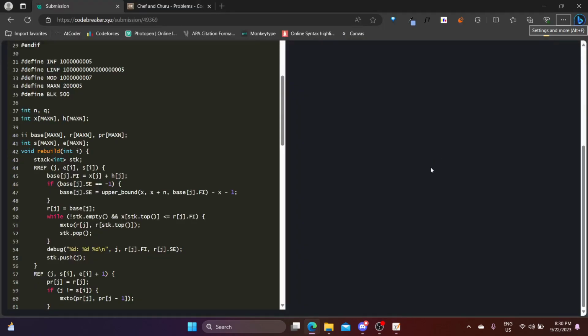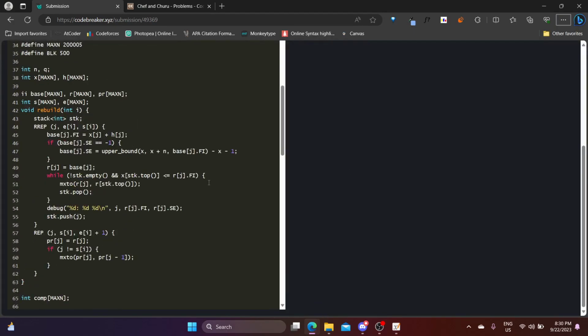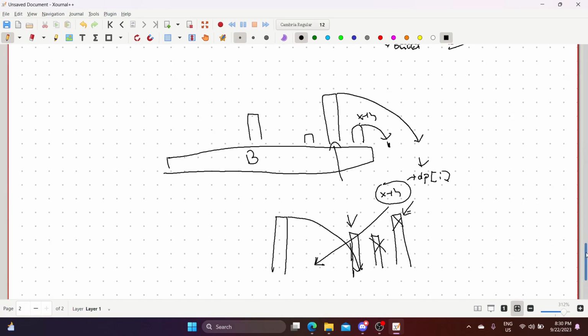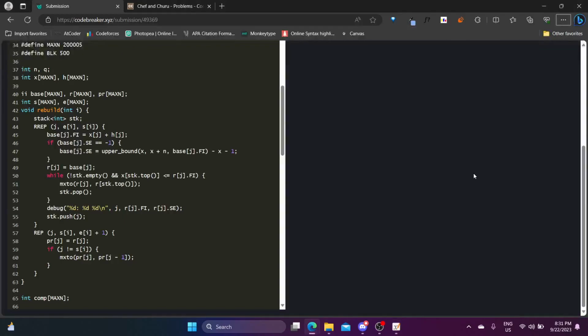Yeah, so the idea is that when you go from right to left, you store a decreasing stack of the x plus h.